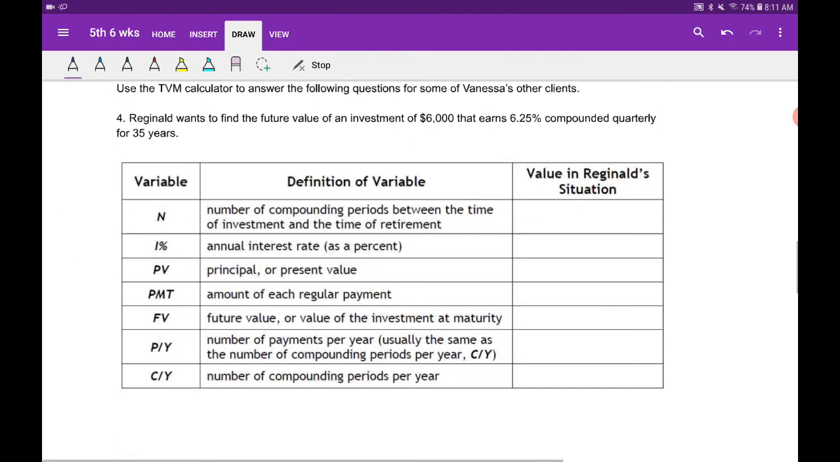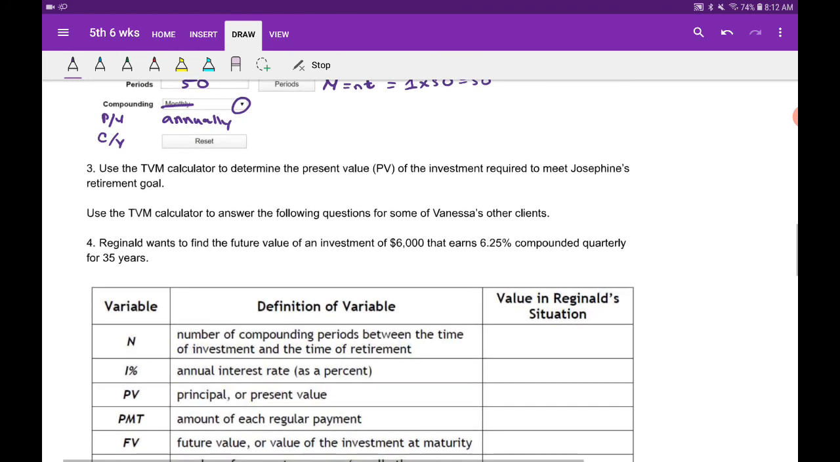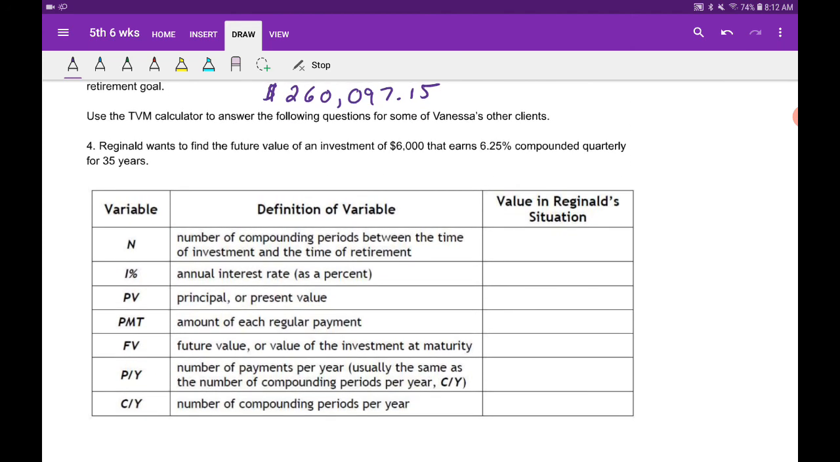Okay, so let's look at some other examples here. So to answer number 3, calculate and determine the amount you'll need to make it at that percentage. So we did. In this case, Josephine's going to need $260,097.15 to make that $1 million. Okay. All right, so we're going to do another client, Reginald. We're just going to do the same thing. Reginald wants to find the future value of an investment of $6,000 that earns 6.25% compounded quarterly.